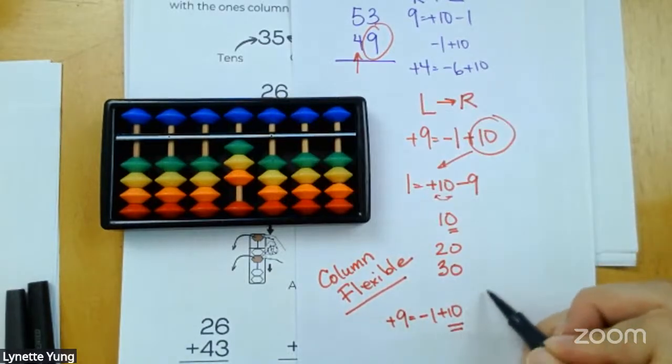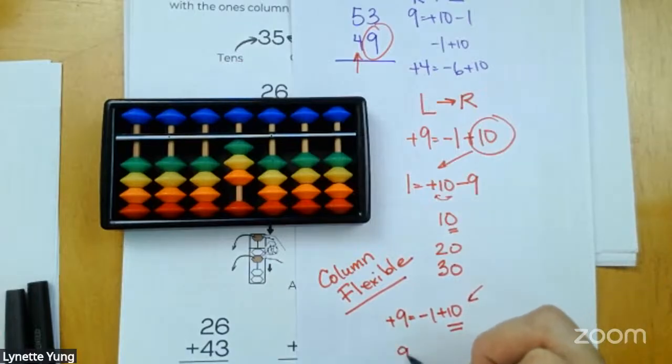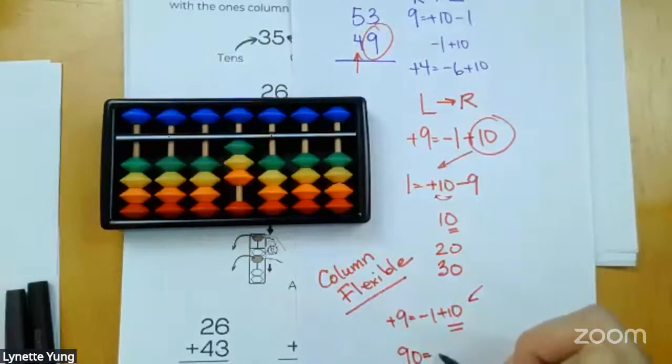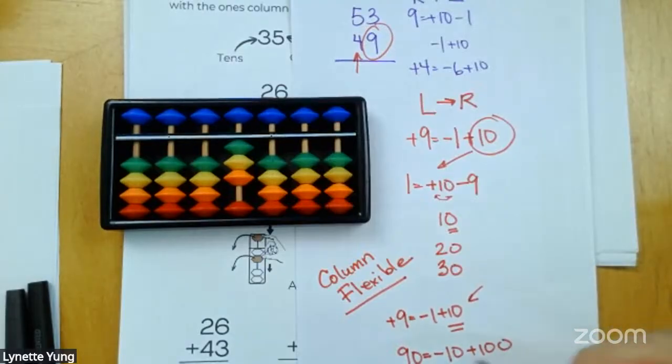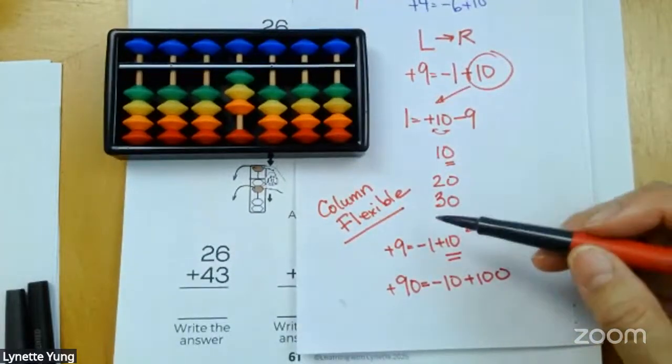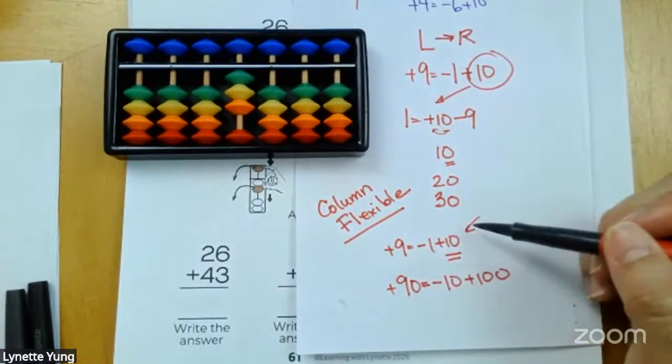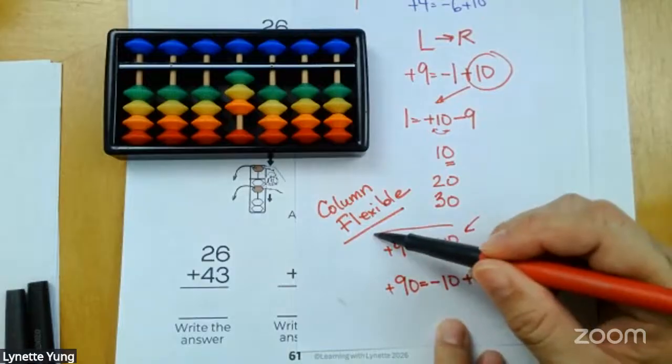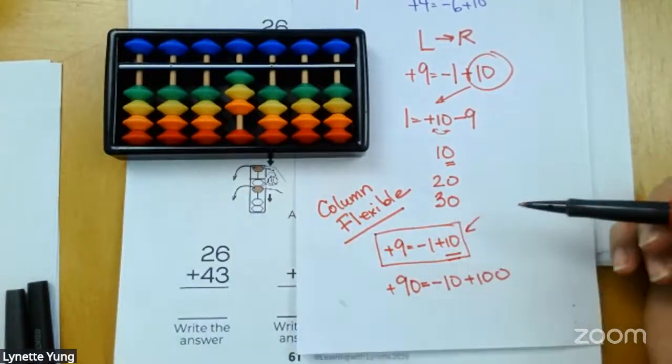Because if you start adding in the hundreds, then you have to say 90 is equal to minus 10 plus 100. That's the problem you're going to start getting into. And then you start worrying about place values instead of the core fundamental formula.